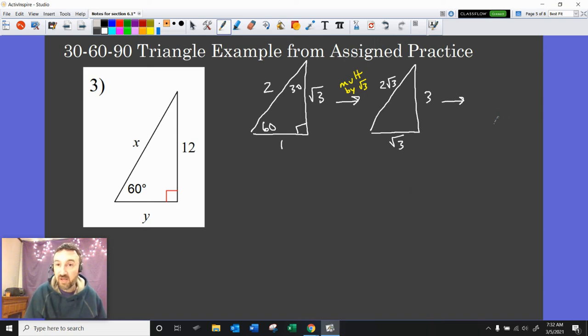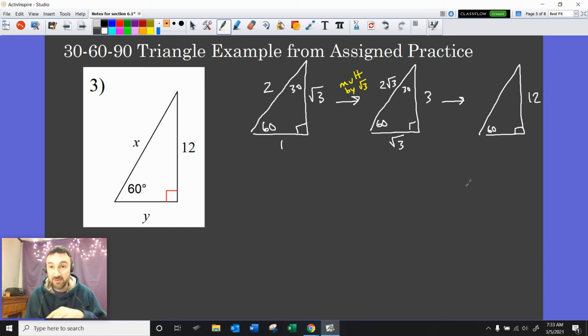And now if I wanted the side that's across from the 60-degree angle, I forgot to write my angles in. If I wanted the side across from that 60-degree angle to be 12, well, proportionally, to get from a 3 to a 12, I need to multiply by 4. Okay, so my new directions here are take this middle triangle and multiply it by 4.